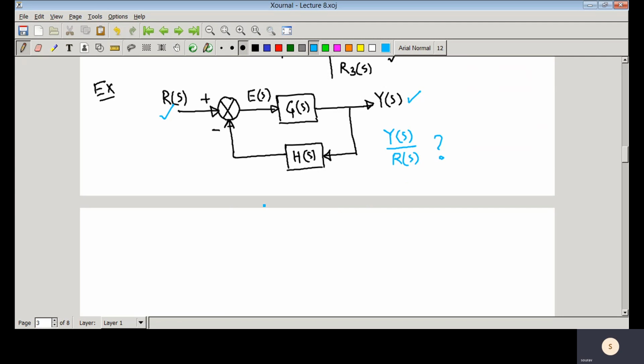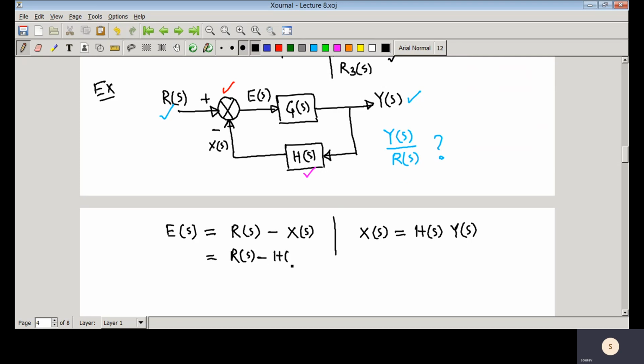All the signals and everything are seen in algebraic form, so just algebraic operations would take place. So you can see here, if you look at the comparator, E(s) equals R(s) minus, so this signal you can see, suppose it is X(s), so R(s) minus X(s), and then this X(s) is equal to the output, H(s) into Y(s). So now if you replace it here, you'll get R(s) minus H(s) Y(s).